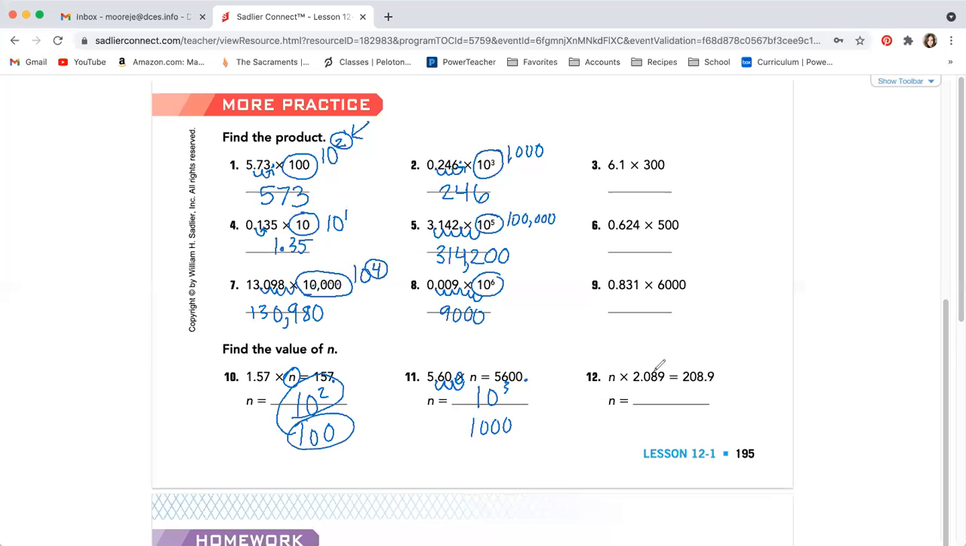All right, same technique, just a different order. Don't be bothered by that. Multiplication is commutative, so it's okay to reorder these terms. What number would cause 2.089 to turn into 208.9? How many positions would it have to move in order for that to happen? 2. 2 place values. So that would be 100, right? Or 10 to the second power.